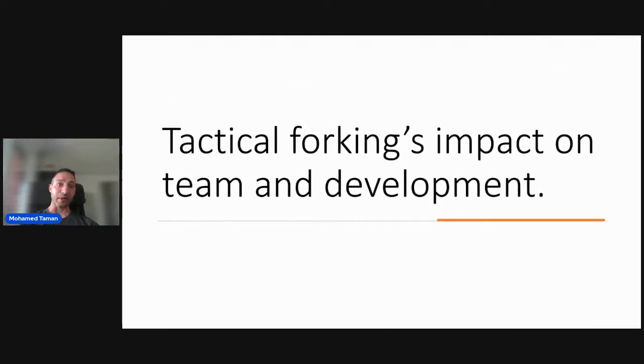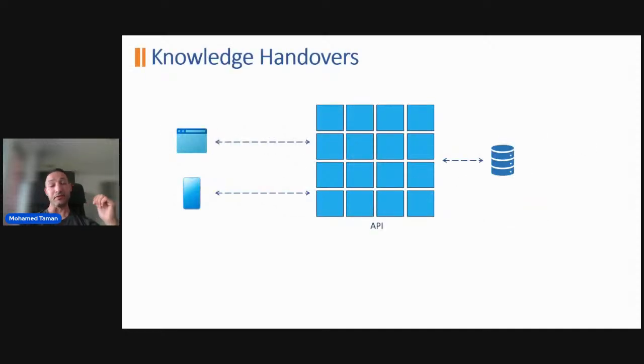So, tactical forking's impact on teams and development: definitely it will have impact. In the previous section, we examined how adopting tactical forking can grow our software. In this section, we will discuss the impact of the strategy on our team and software development, from cost and number of people to how we can adopt and adapt to the new strategy. Everything comes with pros and cons.